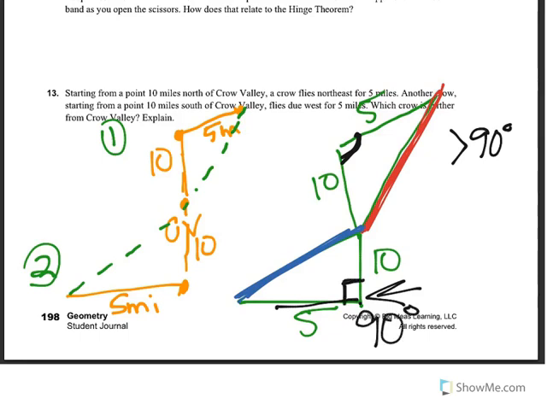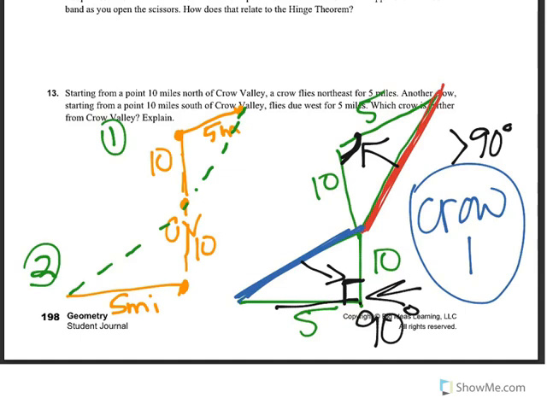Okay, well, and we use the hinge theorem to compare these. Well, if I'm looking at the blue line for crow number 2, it's across from the 90-degree angle. And if I'm looking at the red line for crow number 1, this one's actually going to be bigger than 90 degrees. So the crow that actually flew the farthest was crow number 1.